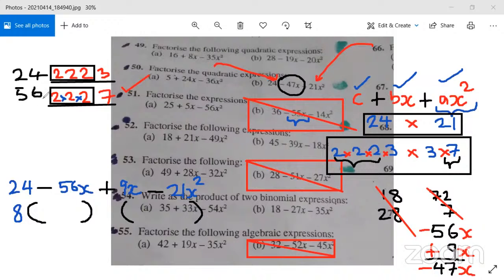So let's throw on the x here for good measure. So what's left is 7x. So we'll have a 7x right here.